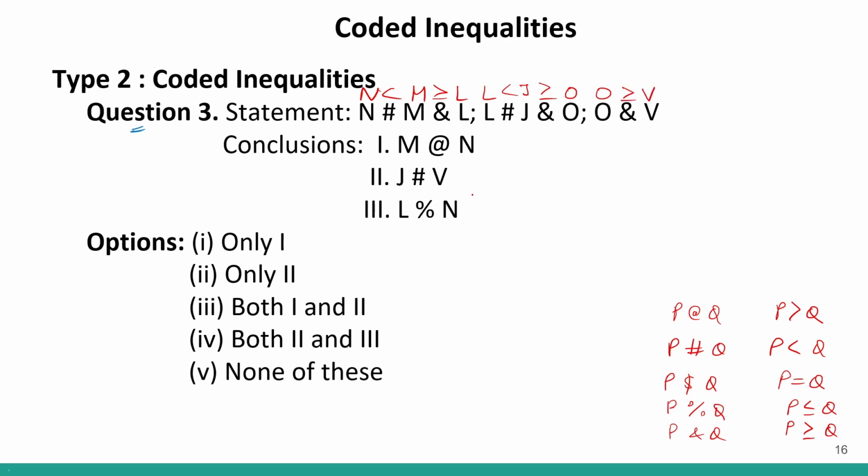I will convert the options as well. So M is greater than N. This is given in the first option or the first conclusion. J is less than V and L is basically less than or equal to N. This is given in the options.